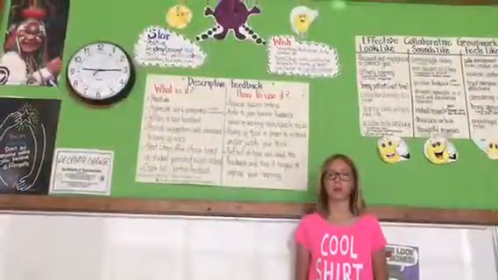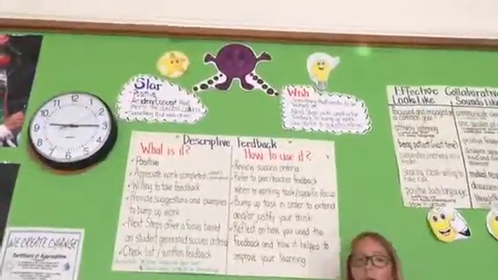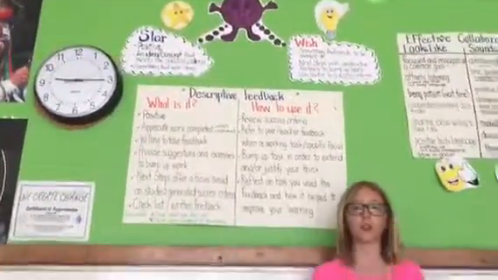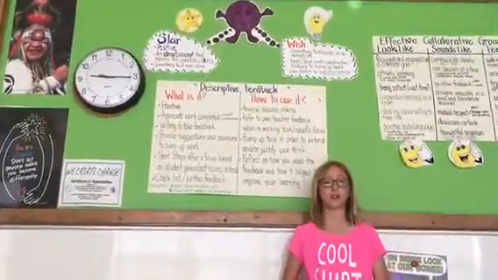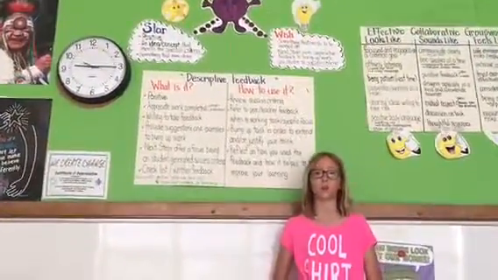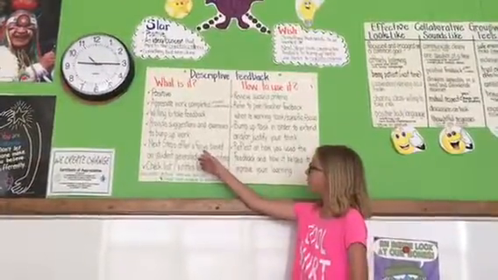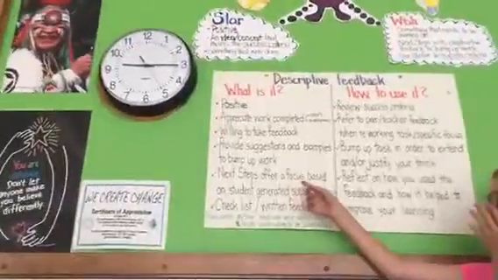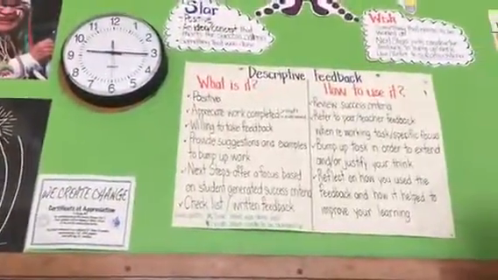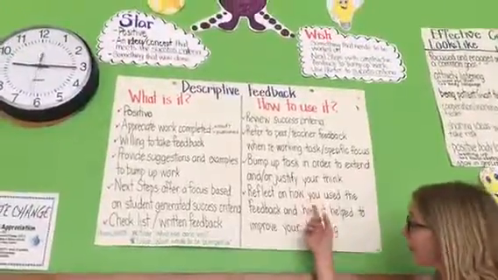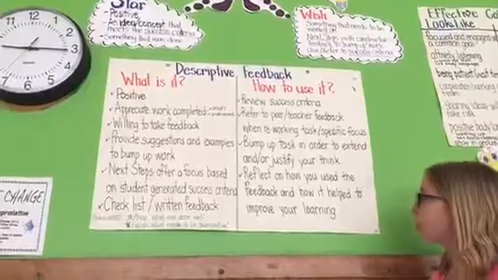Descriptive feedback is peer feedback that we get on our poetry and writing. We read over the person's work, and then we give a star and a wish. A star is something that the person did well, and a wish is something that they could work on or add. When you're giving descriptive feedback, you want to give feedback focused on the success criteria for a certain kind of writing. And when you're receiving feedback, you want to reflect on how it helped to improve your work.